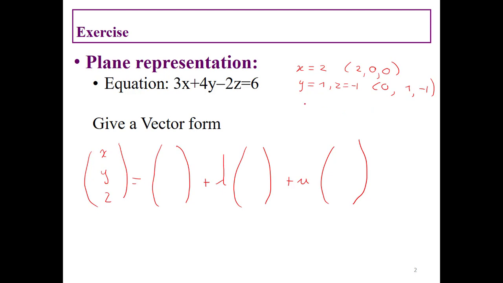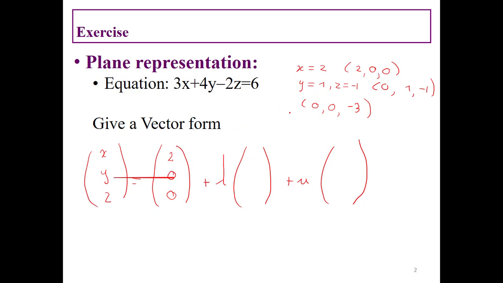Okay, now I need a third point. Let's just make x and y 0. Then minus 2z would be 6. So that would be minus 3. So I have 3 points on this plane. One of the points I will use as a starting point. And then for the two direction vectors, I have to have a movement from one point to the other.